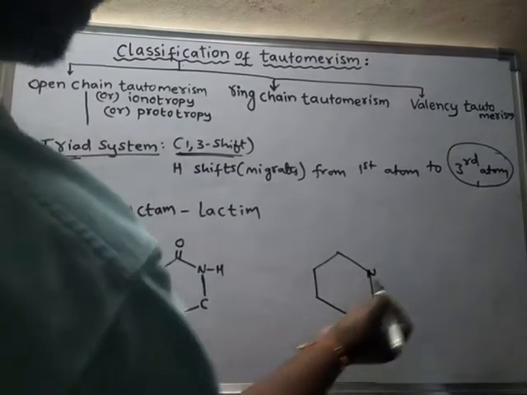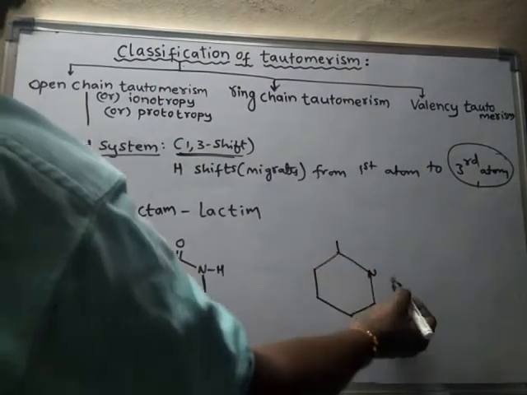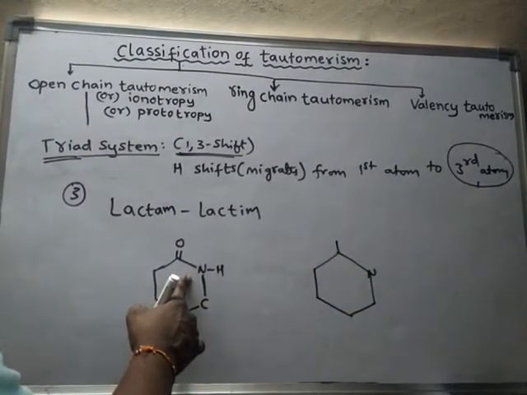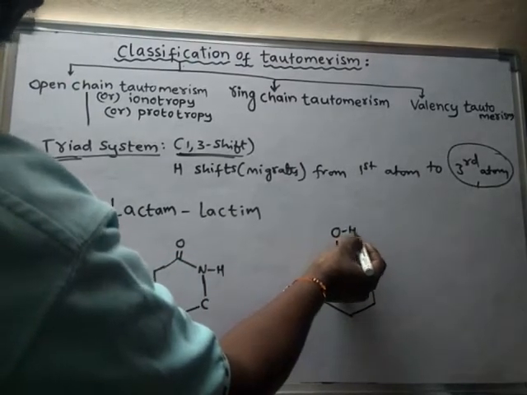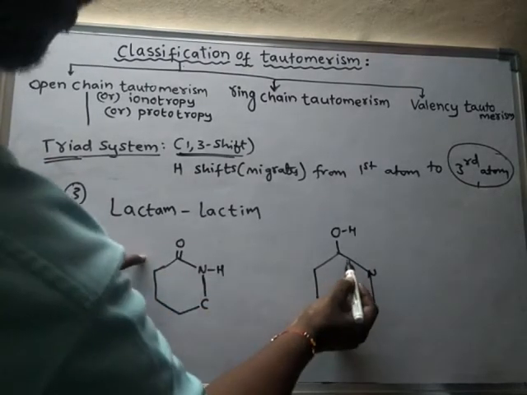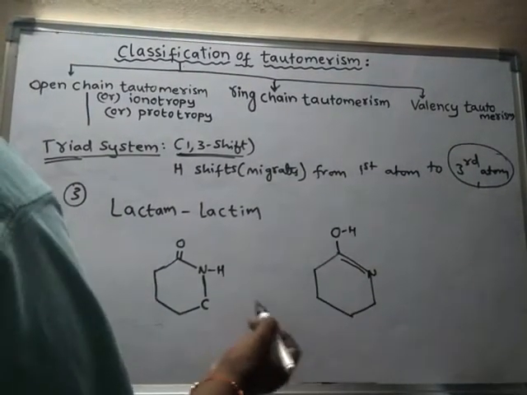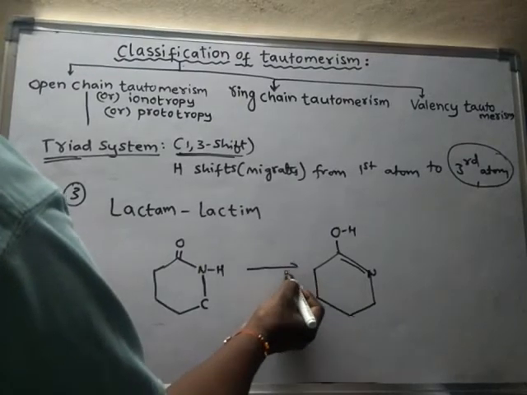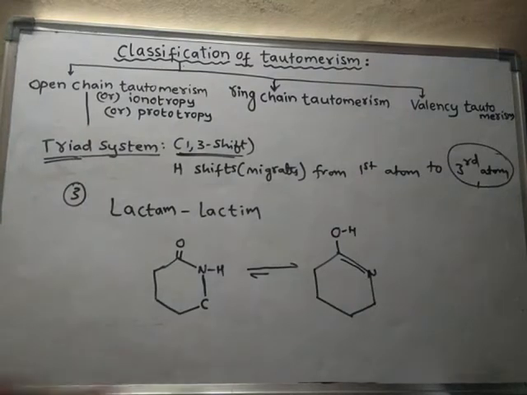Okay, so nitrogen. So single nitrogen is left over, and here this hydrogen will leave the nitrogen and migrate to oxygen to form ol. And here this double bond is shifted to between carbon and nitrogen like this. So this is a more stable form than this one, hence I will draw an arrow like this. So this is more stable. Lactim is more stable than lactam.